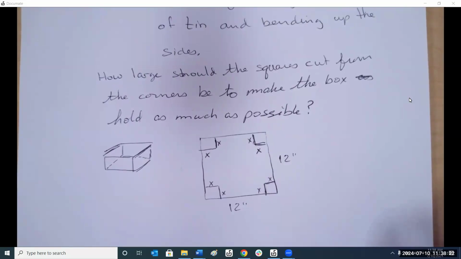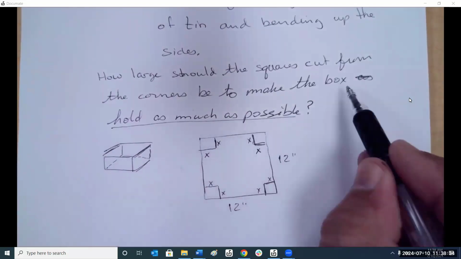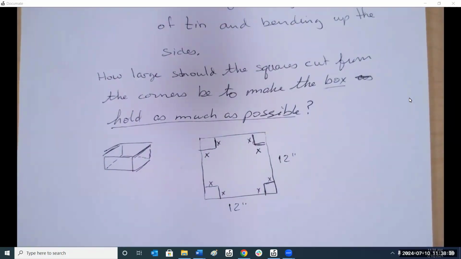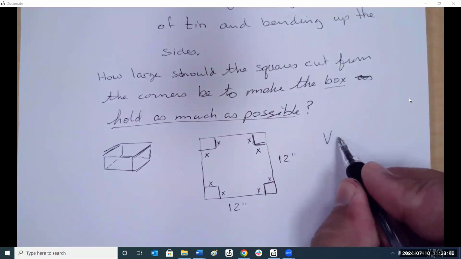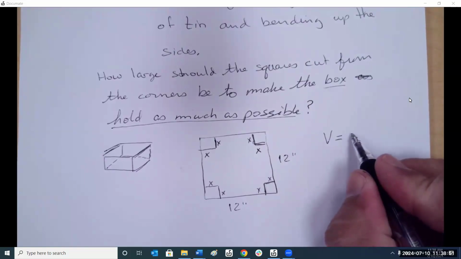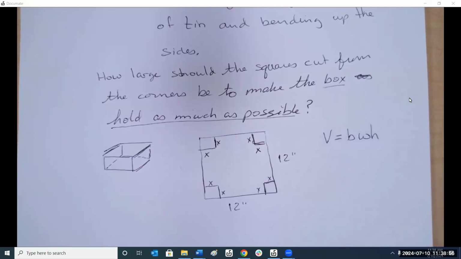So what exactly are we looking for? What formula are we looking for? The box should hold as much as possible. So what does that mean? What are we looking for mathematically? Volume. Yep. What's the formula for volume? Base times width times height.